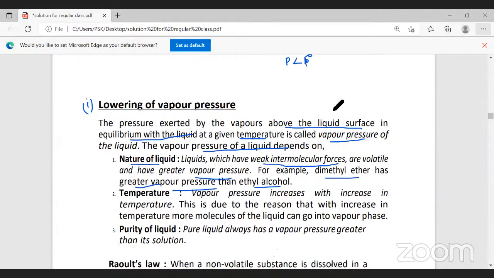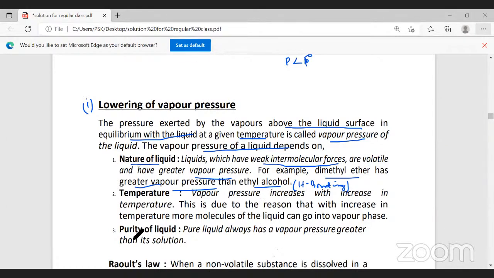In alcohol, hydrogen bonding will be there. Each alcohol molecule will be bound by a hydrogen bond. Therefore, it cannot escape. But in case of dimethyl ether, there is no hydrogen bonding. Therefore, these molecules are very free. It vaporizes easily compared to alcohol. Therefore, dimethyl ether has greater vapor pressure than ethanol.